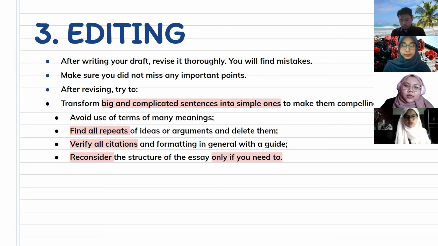So, the third one is to find all repeats of ideas and arguments. Do not repeat ideas or arguments, because then it will ruin your essay. If you find any repeats or elaborations, delete them. Okay, cut it out. And if you're writing a non-fictional essay, you have to verify all citations and formatting in general with a guide. There are a lot of guides on the internet, so you can use them.